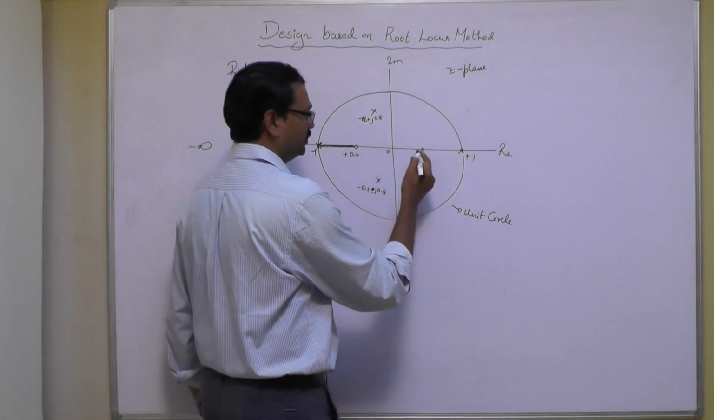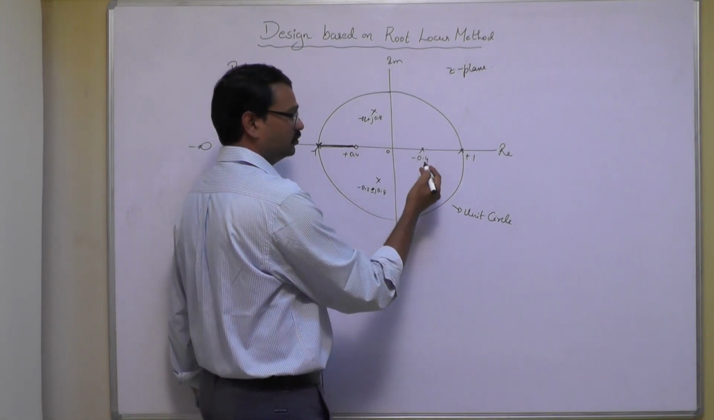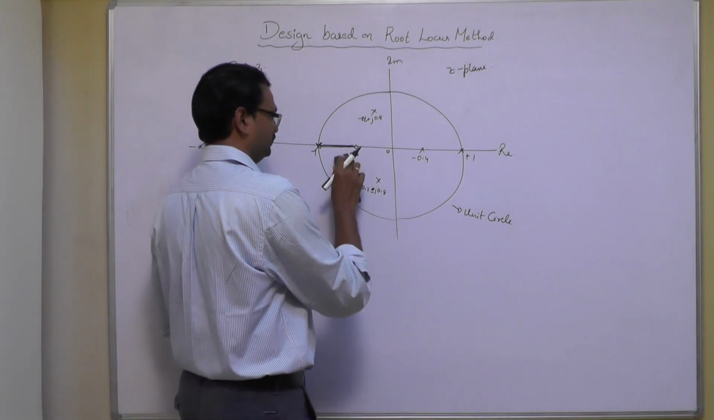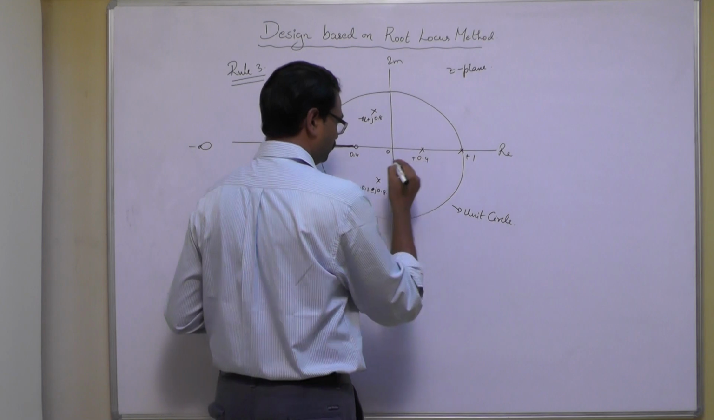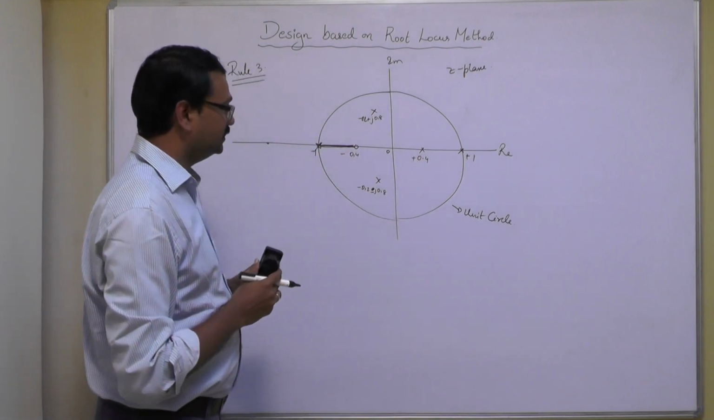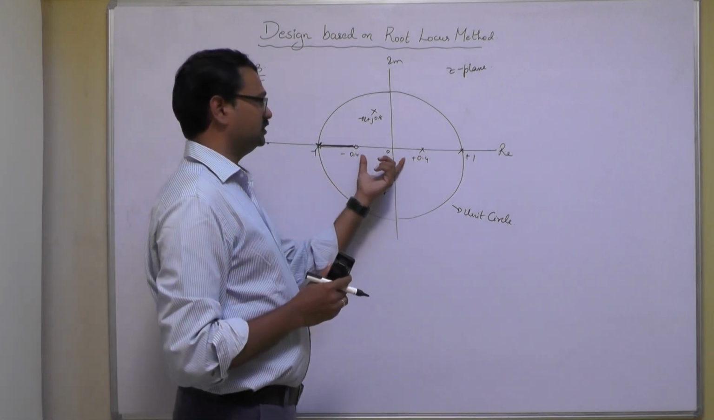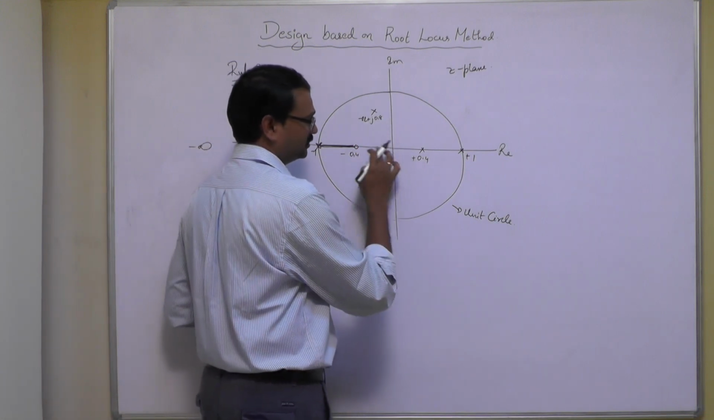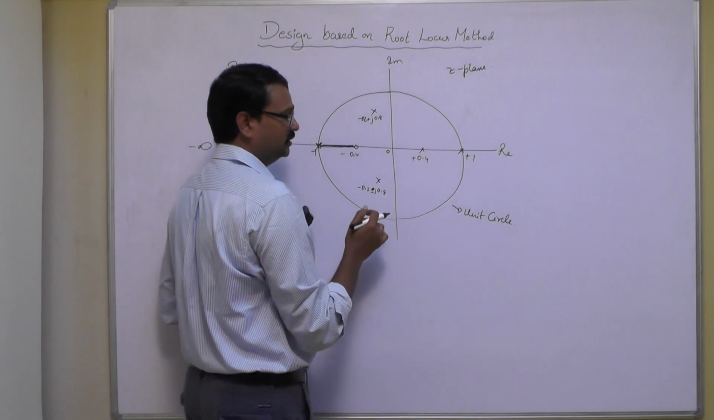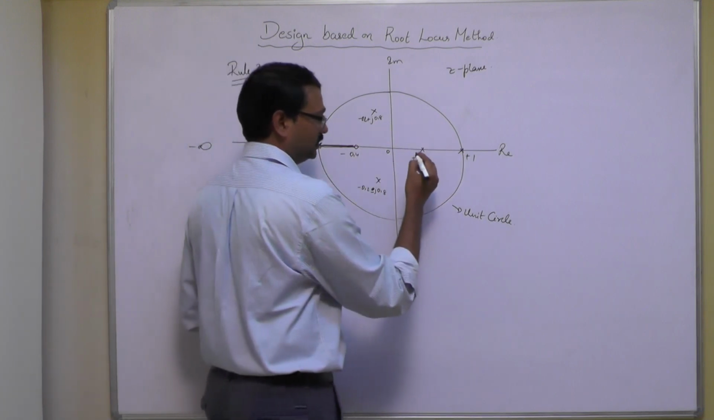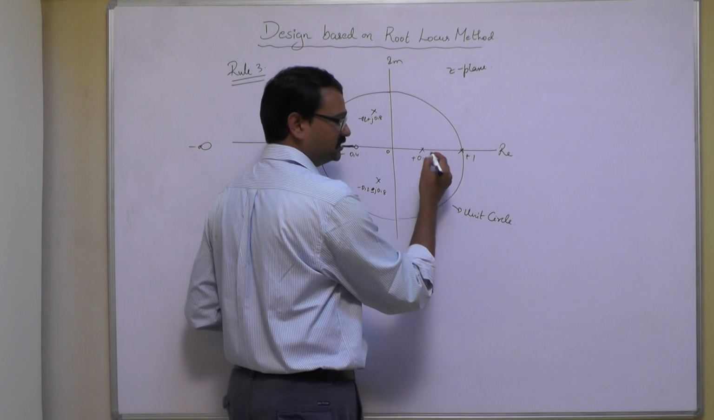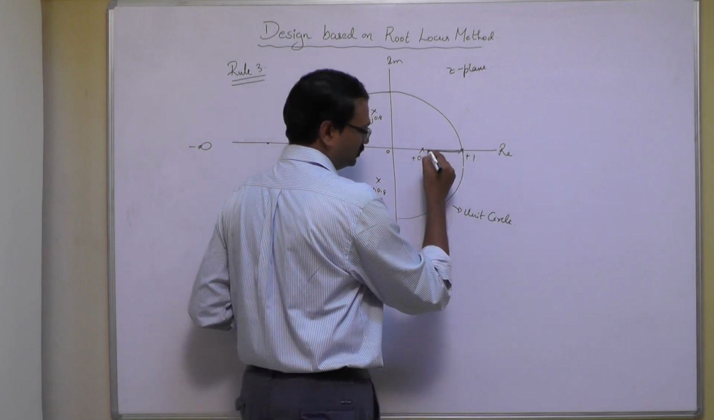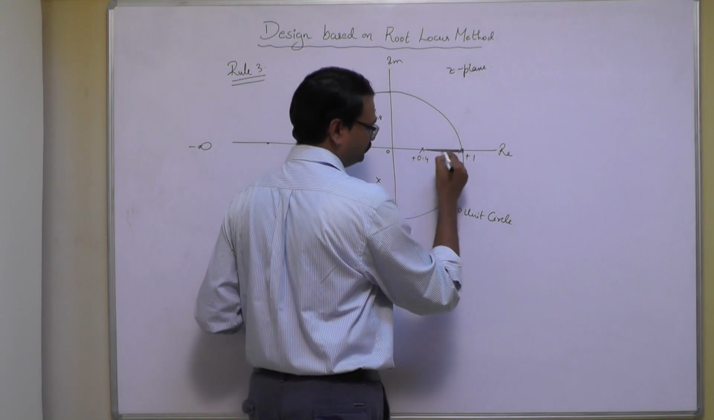Now consider from here to here, plus 0.4 to minus 0.4. In between these values, the count is even, so this portion also doesn't lie on the root locus. And from here, at any point if I stand, I have 1. 1 is an odd number. Therefore, this portion lies on the root locus.